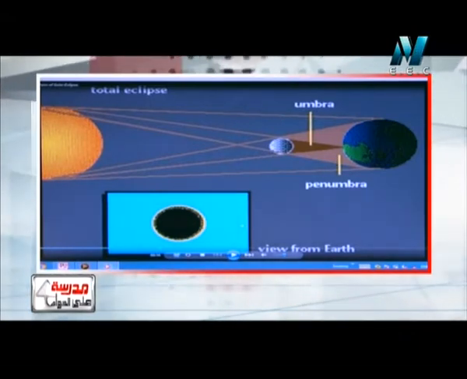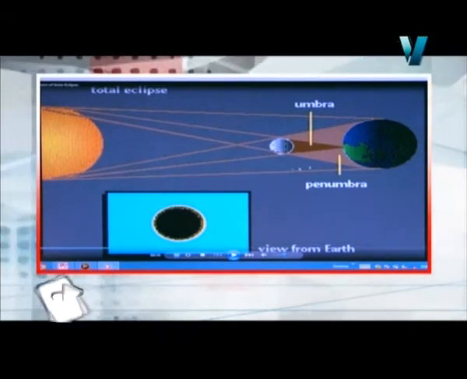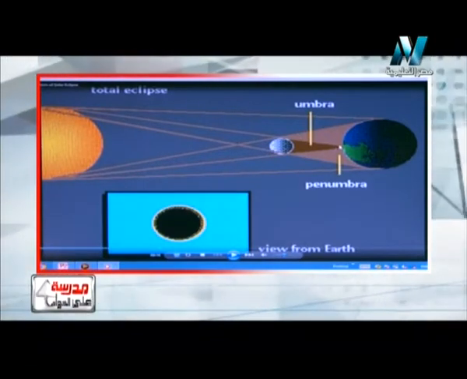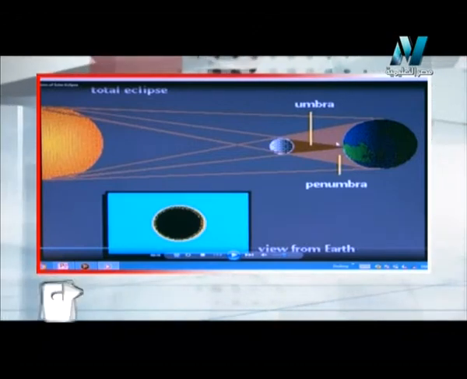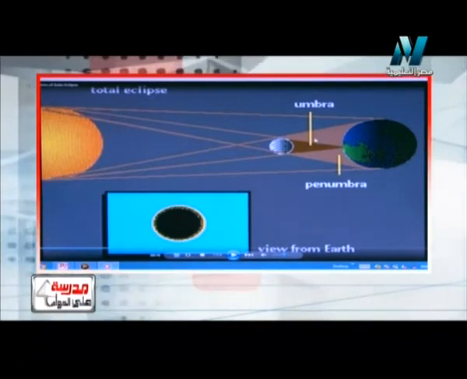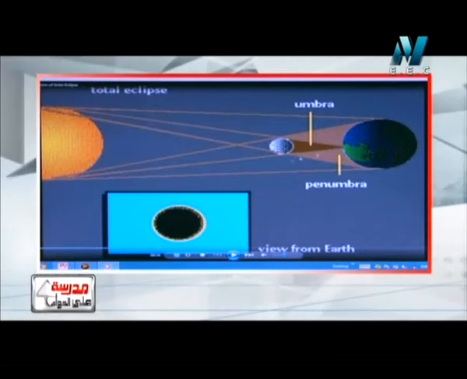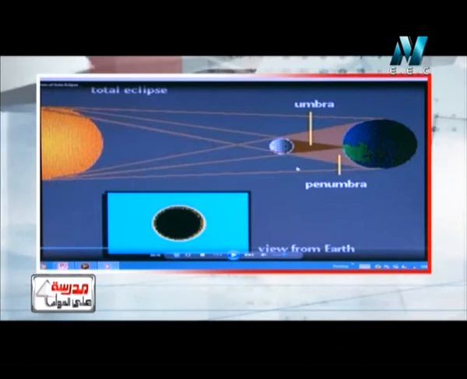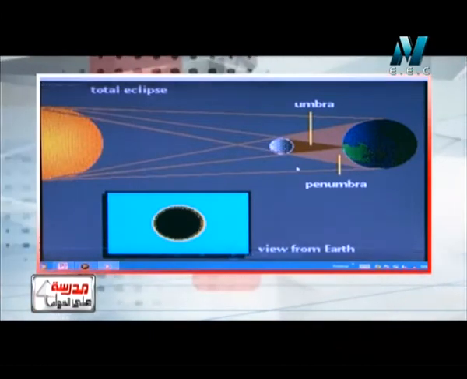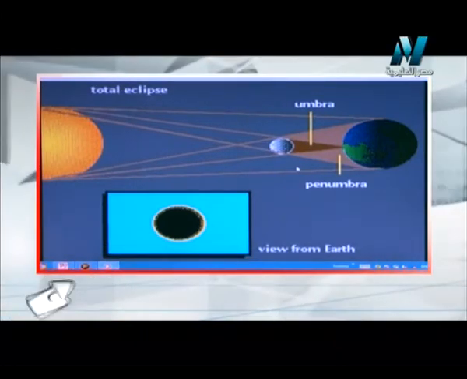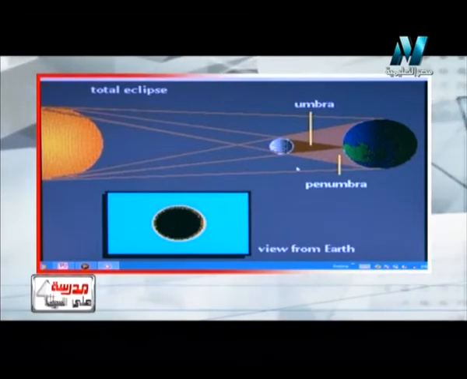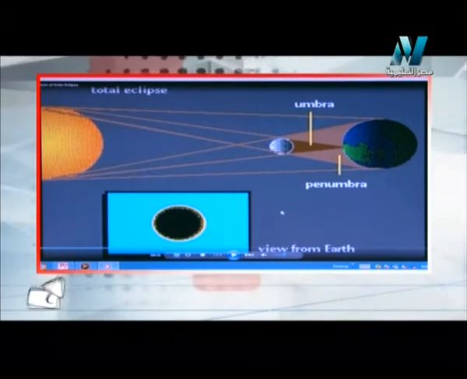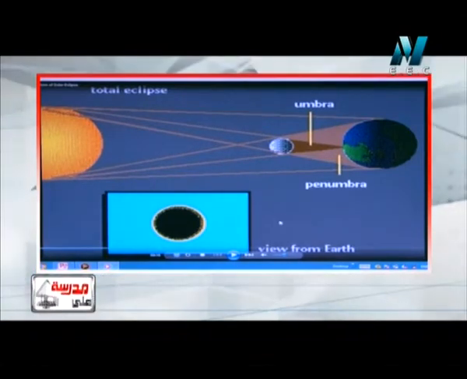So here is the view of the sun from the earth. If someone is standing in the umbra area, he will not see anything of the sun because the moon blocks all the sunlight that comes out from the sun. So I cannot see anything from the sun, so it is called total solar eclipse. We will call this case total solar eclipse.